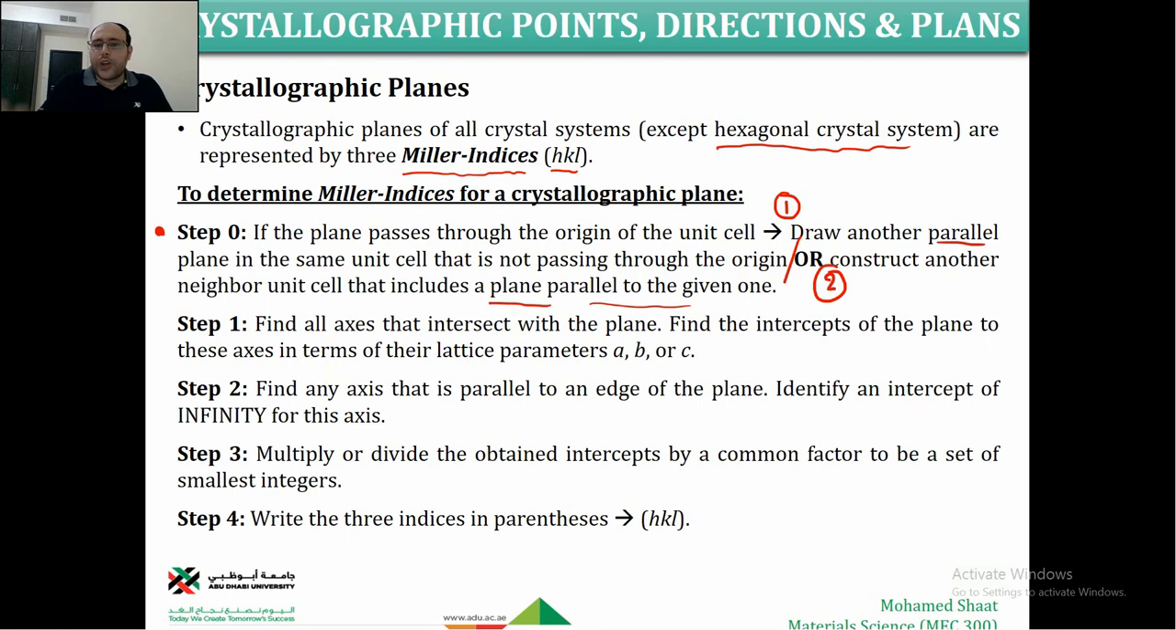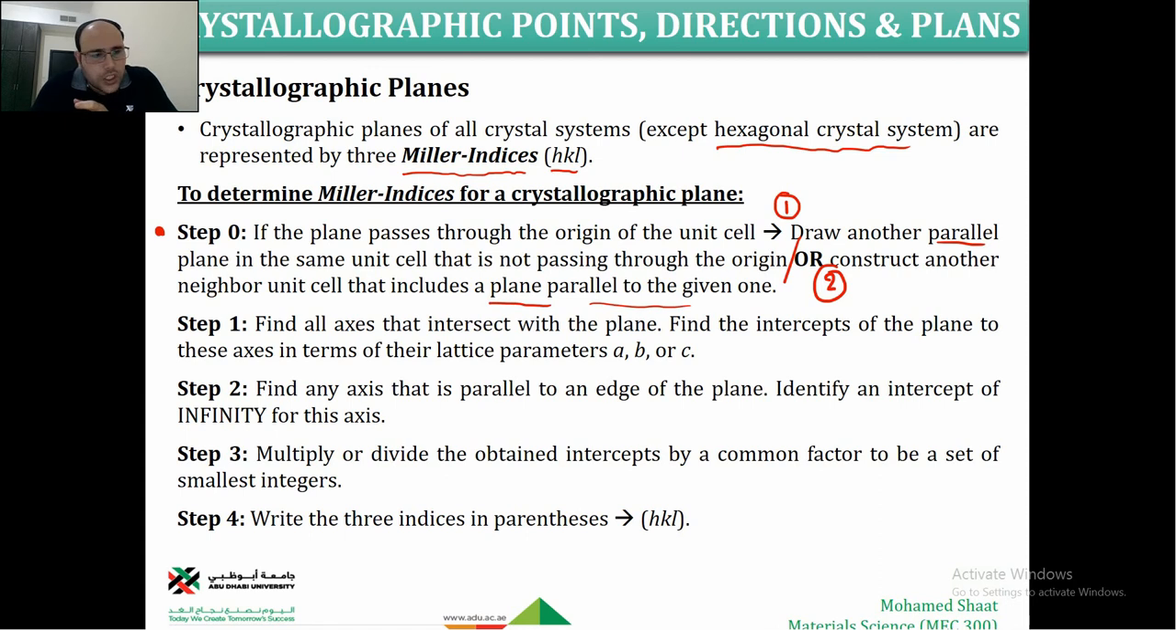So these give three approaches. Now you have three approaches. Either to draw another plane that is parallel to the original plane. It means that you should move the plane to another place, but it should be parallel. In the meanwhile, it shouldn't intersect with the origin. The other approach, or the second method, is to construct or draw another unit cell and start to apply the other steps based on the new unit cell. It means that you kind of move the unit cell, and you just leave the plane as it is, but move the unit cell.